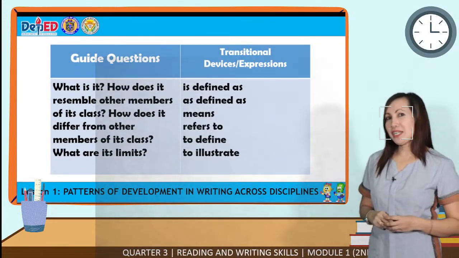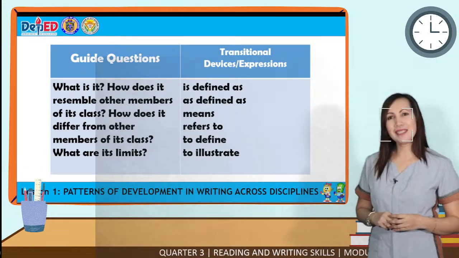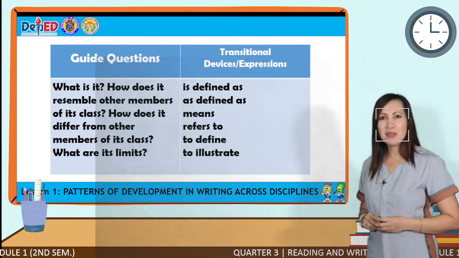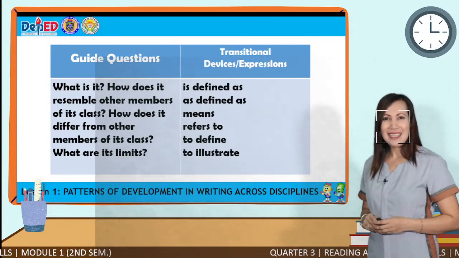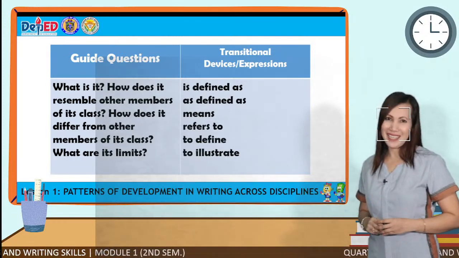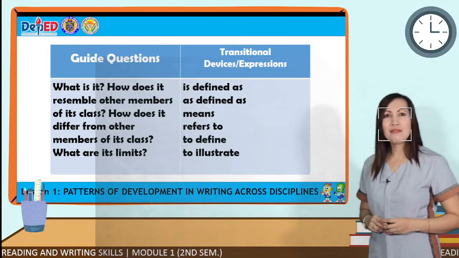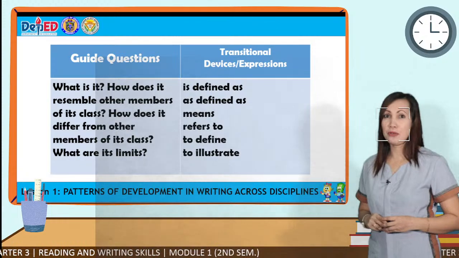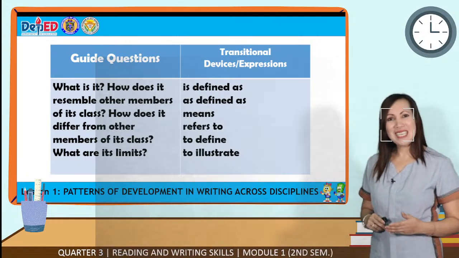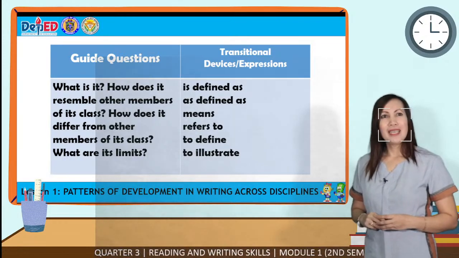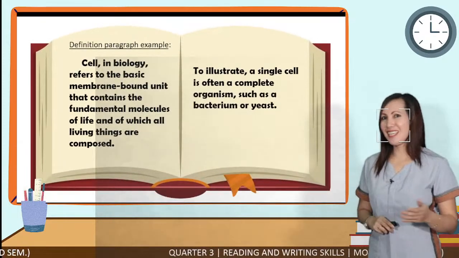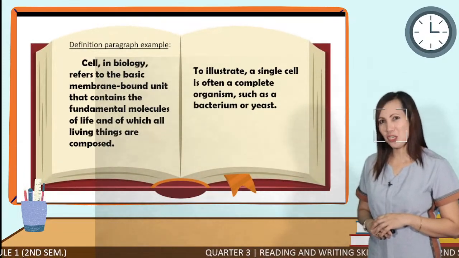You may consider these guide questions when you write a definition paragraph. What is it? How does it resemble other members of its class? How does it differ from other members of its class? What are its limits? Transitional devices or expressions include is defined as, means, refers to, define, to illustrate. And this is an example of a definition paragraph.